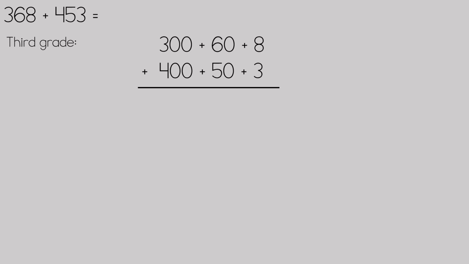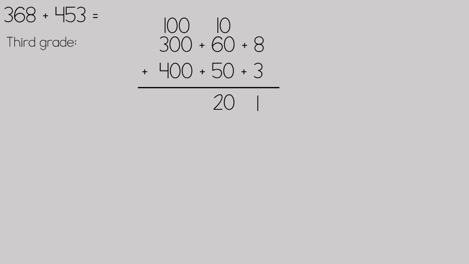8 plus 3 equals 11. 11 is 1 ten and 1 one, so we would place the 1 under the ones place and add the 10 to the tens place. Then we add together the tens place. 60 plus 50 plus 10 equals 120. We would put the 20 in the tens place and regroup the 100 to the hundreds place.